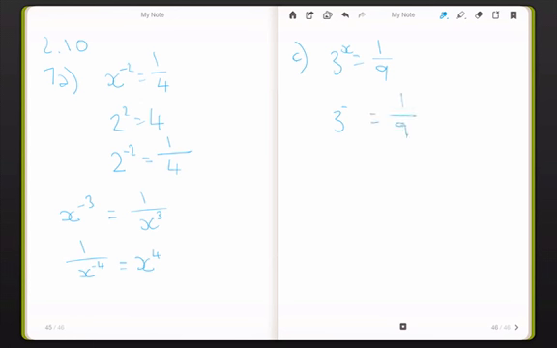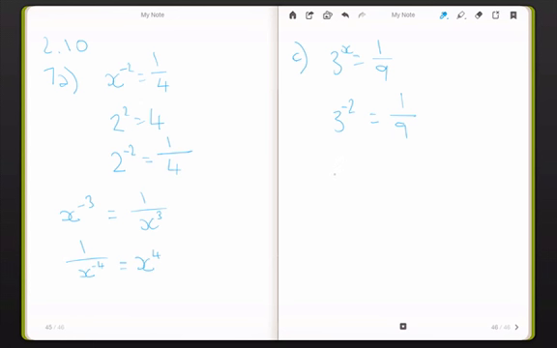Now how do we get from 3 to 9? Well, we only have to times it by itself once. 3 times 3 is 9, so it needs to be a 2. So 3 to the power of negative 2, so 3 squared is 9, but the negative power means it belongs on the bottom. Okay, not negative 9, sorry, negative 1. Anyway, you get my point, I hope.